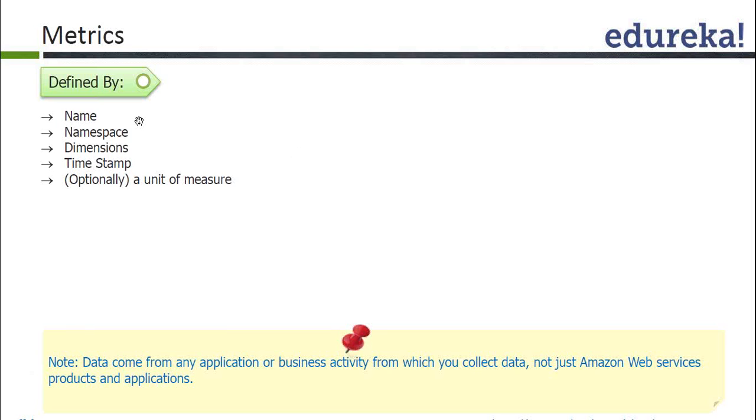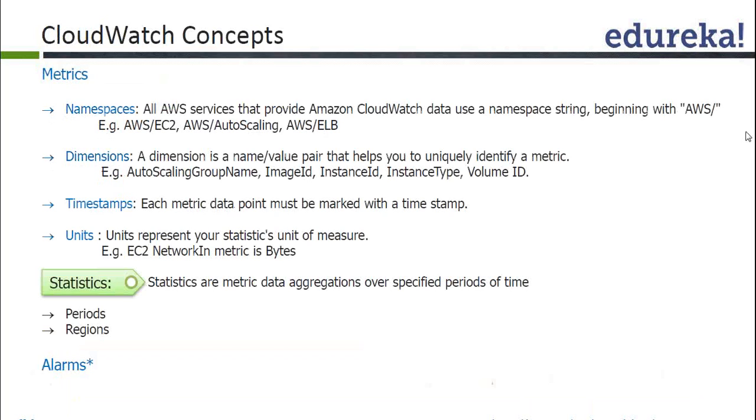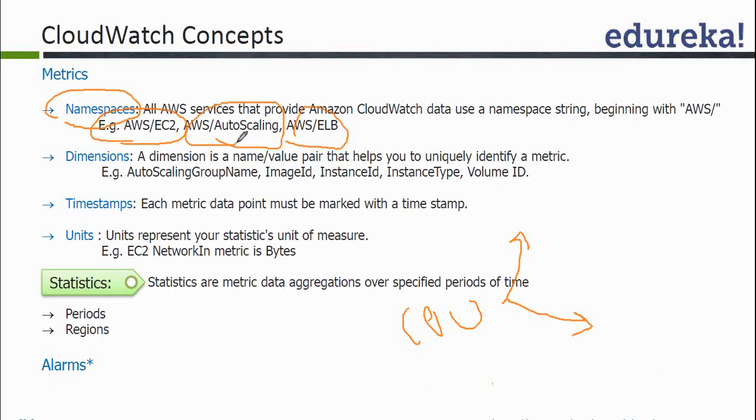At the metric level, each metric is identified by these 5 values: name, namespace, dimension, timestamp, and the unit of measure. What is this? Name is the name of the metric, that is CPU utilization, network IO, whatever it is. But now CPU utilization can be for EC2 or it can be for RDS also. So they need to be grouped. Even if you want to send for your own machine also. So Amazon provides a concept called namespace, which groups based on the service, whether it's for the EC2, whether it's for the ELB, whether it's for the auto scaling. That is the concept of a namespace.